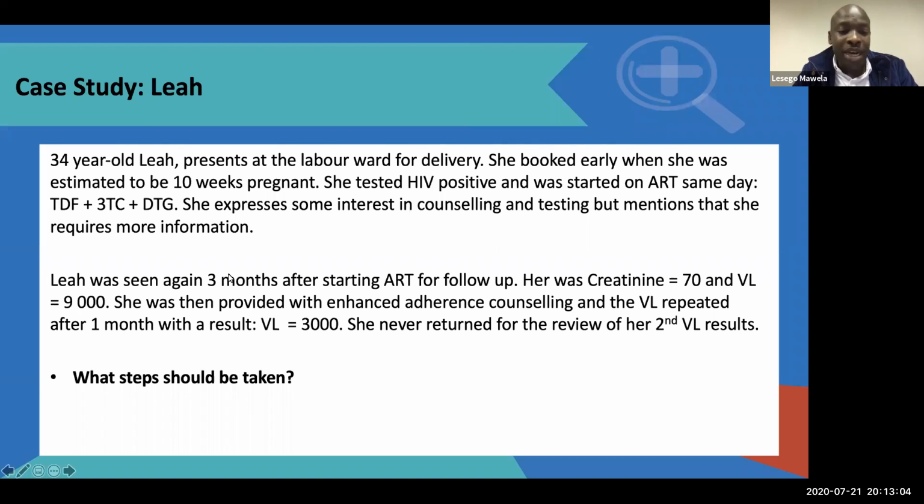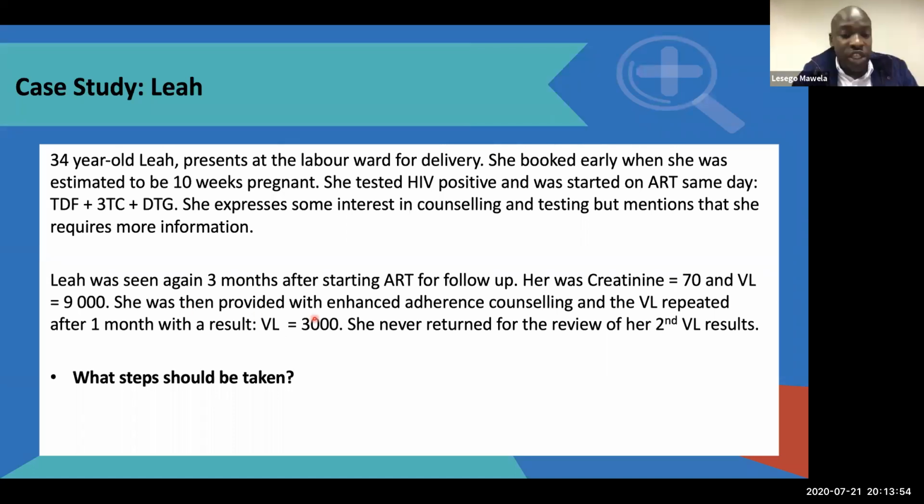However, her viral load, 3 months after starting ARVs, was high at 9,000. That is a viral load of concern. She was then provided with enhanced adherence counseling, which we discussed last week, and the viral load was repeated 30 days later, which is a month. Unfortunately, that viral load came back at 3,000. She never returned to review the second viral load result. When we did adherence counseling and repeated the viral load, that was the last time we saw her.